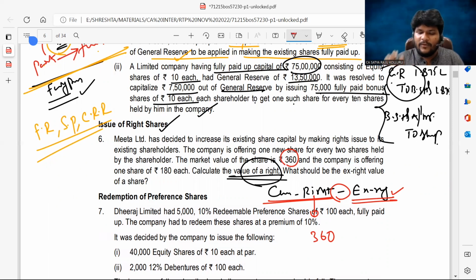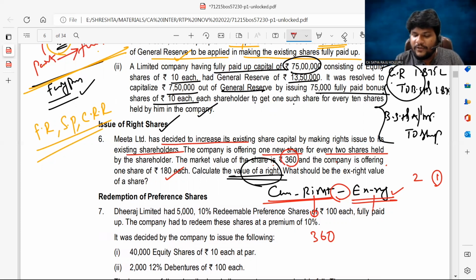First, let me read the information given in the problem. Meta Limited has decided to increase its existing share capital by making a rights issue to the existing shareholders. The company is offering one new share for every 2 shares held by the shareholder. If existing 2, they are ready to issue 1 right share. The market value of the share is 360 and the company is offering 1 share at the rate of 180. Right share is issued at 180. Calculate the value of the right.